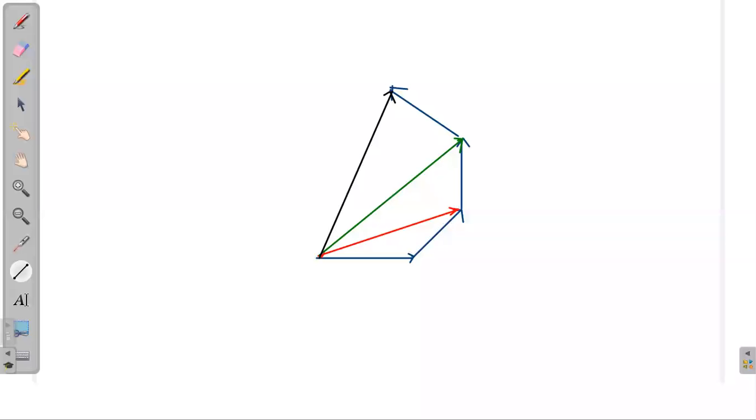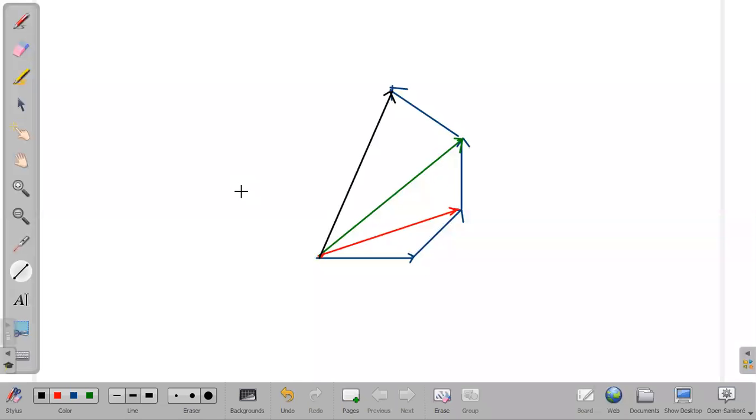So in the polygon law of vector addition, we will be following the general way of adding vectors. We take the total number of vectors. From them, we add the first two vectors first, and we get one resultant. Then that resultant and the third vector are taken, and these two vectors are added.